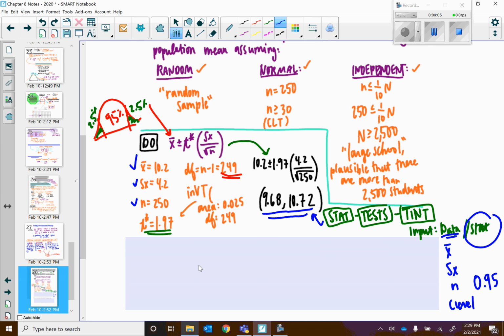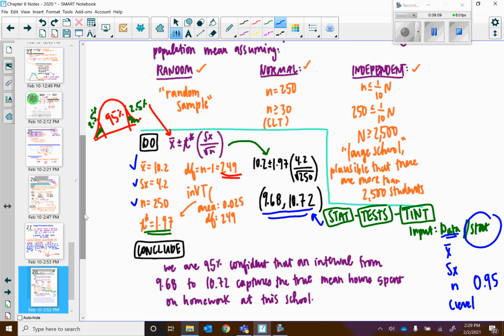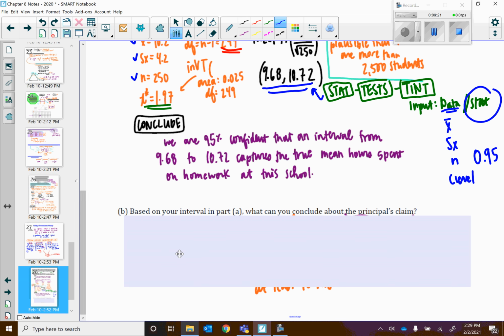Once we have our interval, we have done our do step, and we need to then conclude. We are 95% confident that an interval from 9.68 to 10.72 captures the true mean hours spent on homework at this school. And then let's look at the last question. This is a good one. Based on our interval, what can we conclude about the principal's claim?